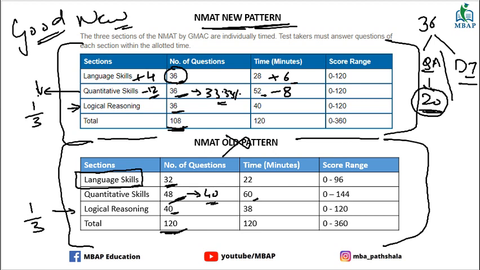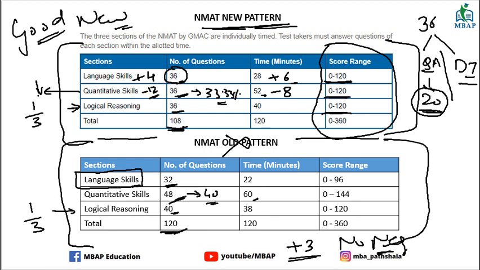One thing which is a question mark here is that the score range is given as 0 to 120. Earlier it was plus 3 for everything, and there was no negative marking. Now, if you go on the NMAT website, you will not see any comment with respect to no negative marking.